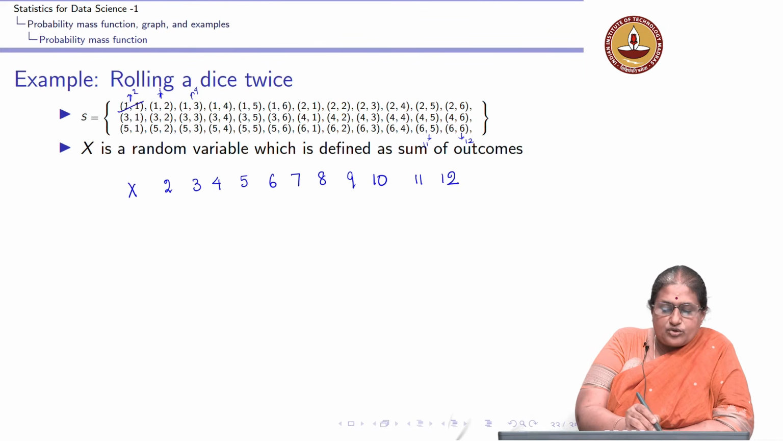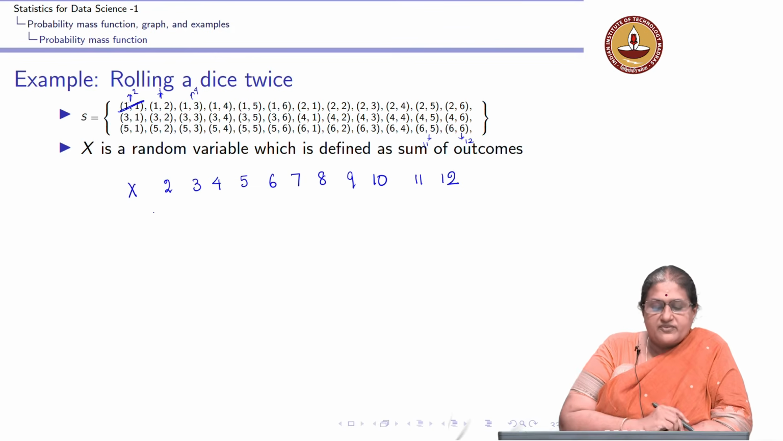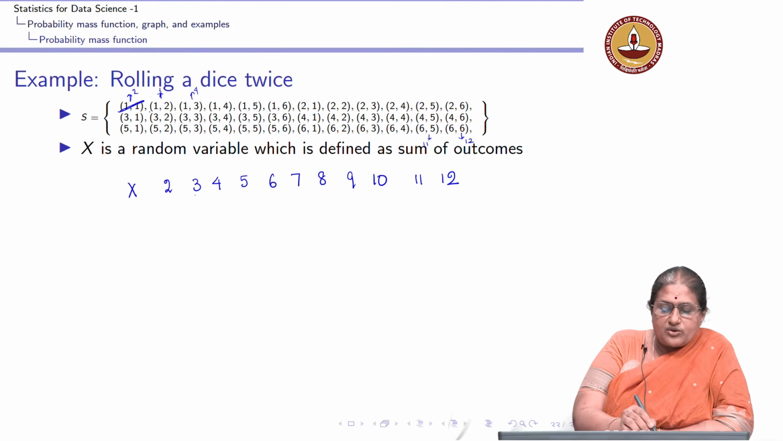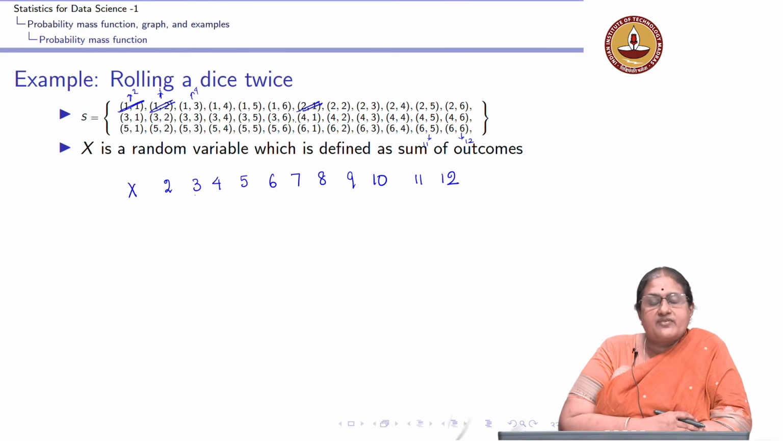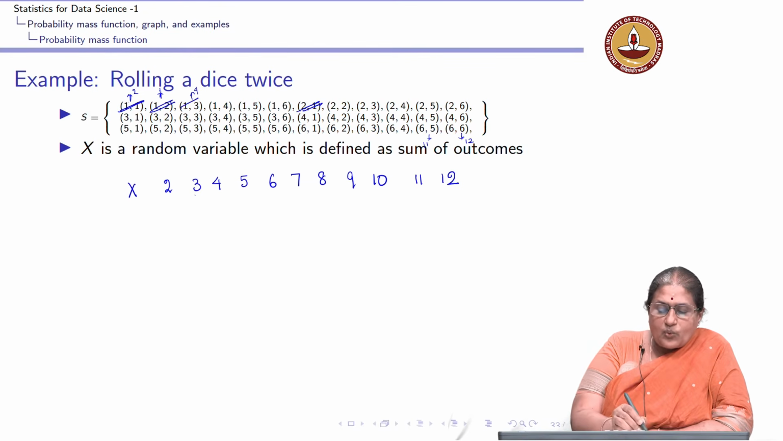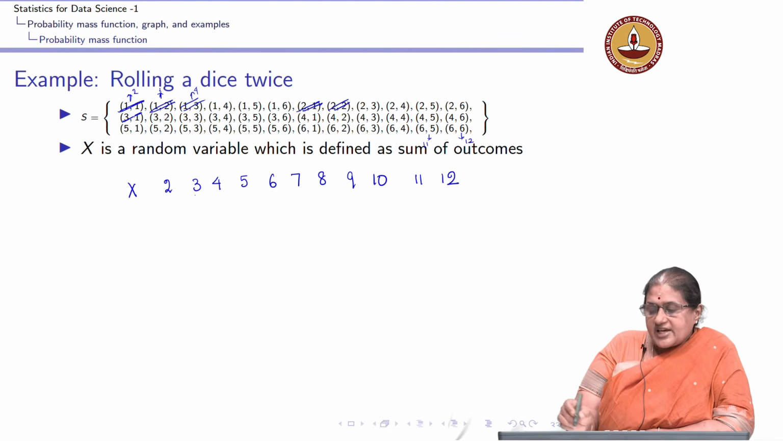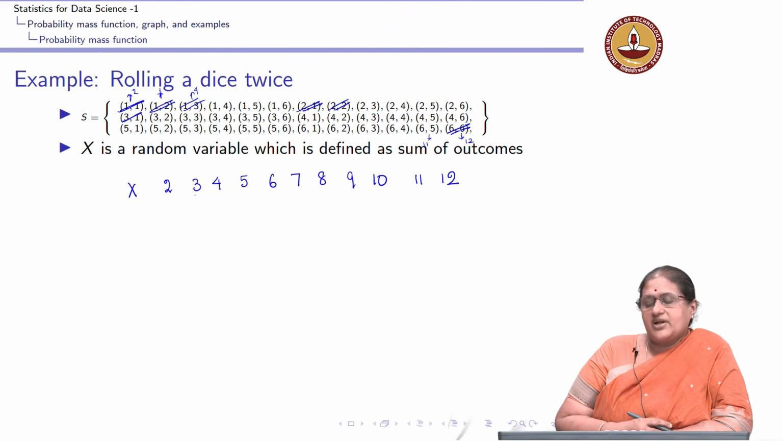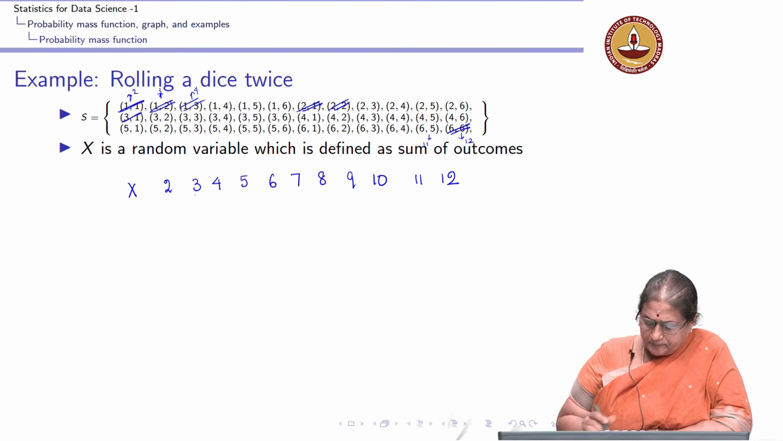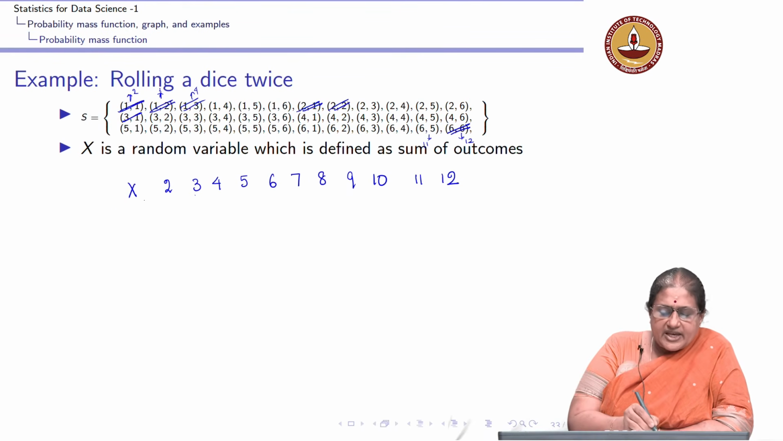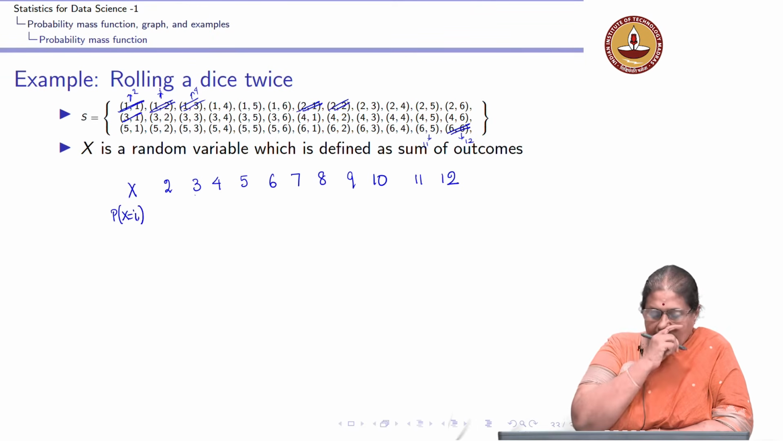These are the values this random variable takes. X takes the value 2, 1, 1 is the outcome which maps to it. X takes the value 3, 1, 2 and 2, 1 are the outcomes that give the value 3. 4: 1, 3, 2, 2 and 3, 1. So each one of them you can see is mapped. 12 is from the outcome 6, 6. Now again, associated with each one of these values, probability x equal to i.